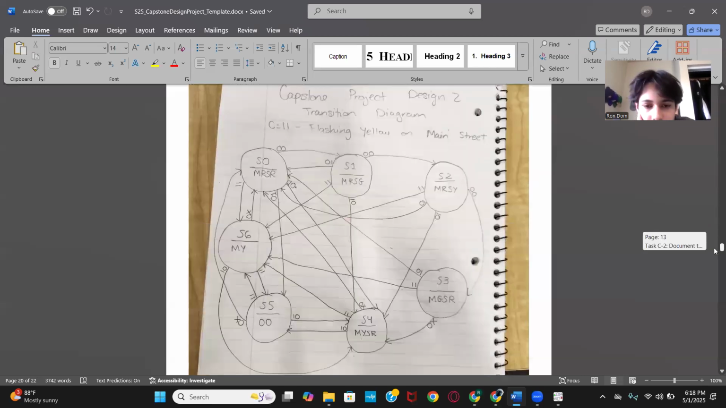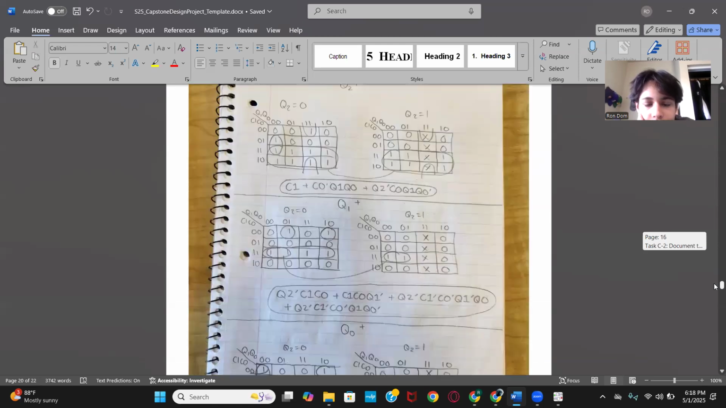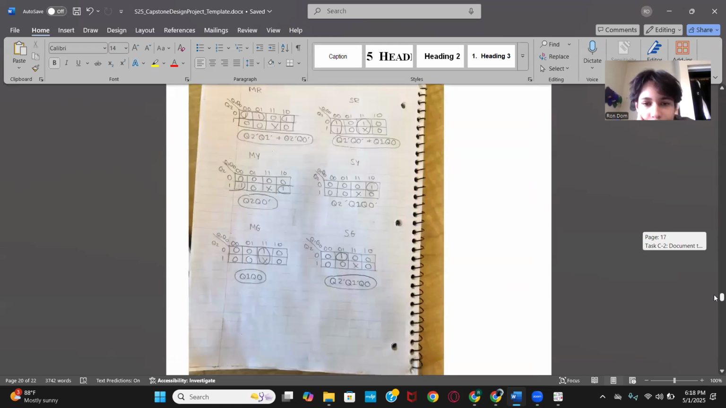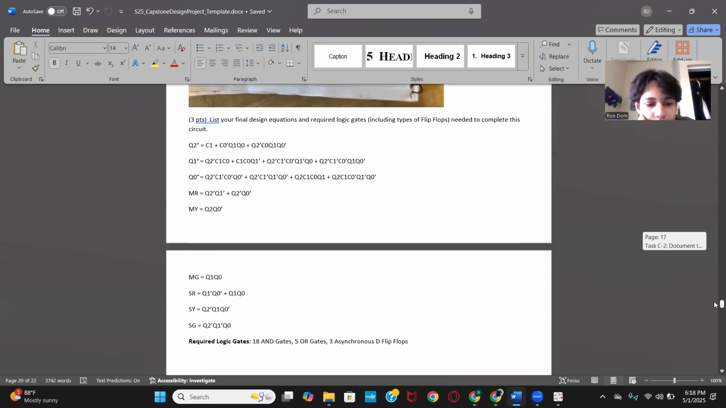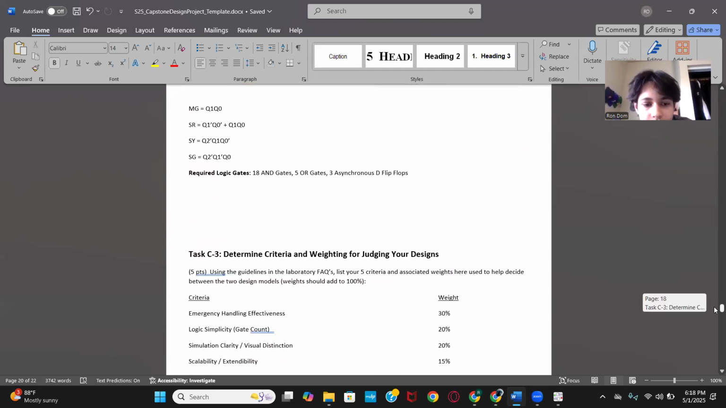I'll quickly scroll past my state transition diagram, state transition table, and Karnaugh maps. The same amount of Karnaugh maps were required. Obviously, the equations were different since the transition tables were different. And we have 18 AND gates, 5 OR gates, and 3 asynchronous flip-flops. So fewer logic gates are required, basically meaning it would be a simpler circuit.